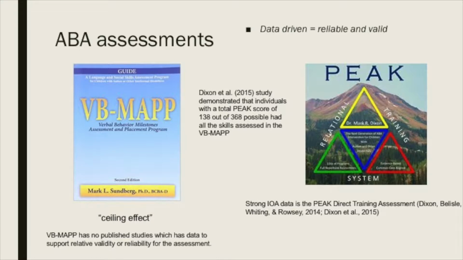However, there is no published study supporting its relative validity or reliability. On the other hand, the PEAK direct training module shows strong IOA data. In addition, Dixon et al. in 2015 showed that individuals with a total PEAK score of 138 out of 368 possible had all the skills that were assessed in the VB-MAPP. Essentially, there is this ceiling effect with the VB-MAPP. It caps out at a certain age, so then you don't have skills that you can continually work on, whereas the PEAK encompasses more skills.